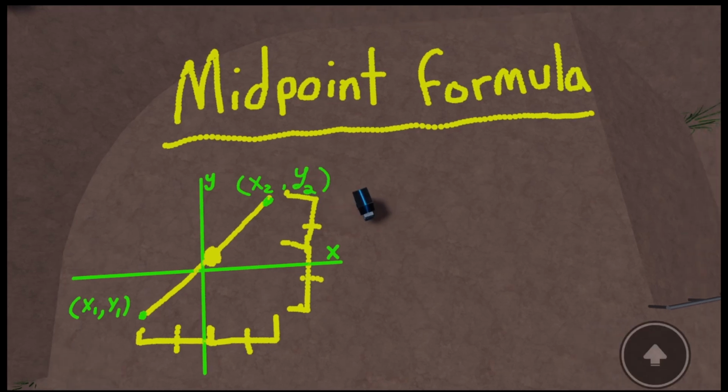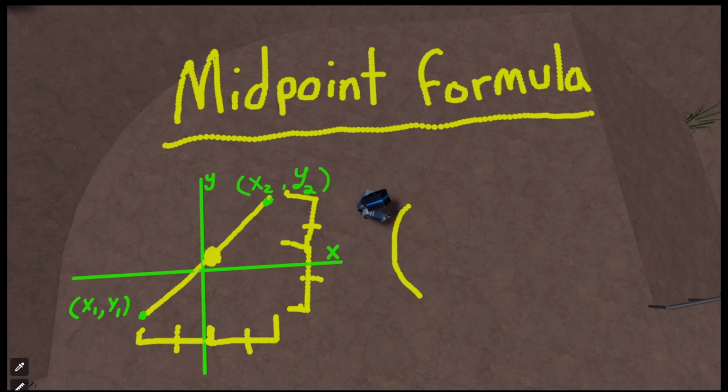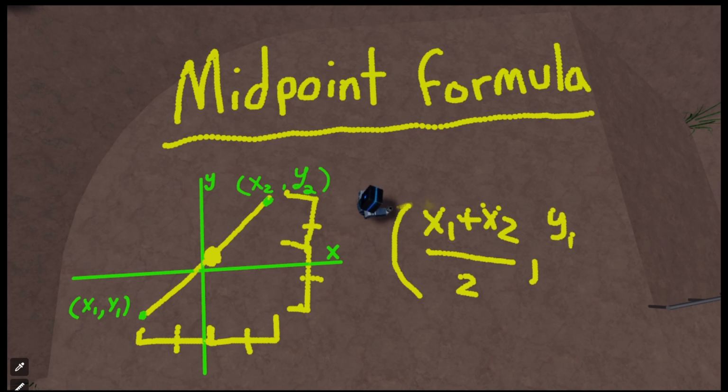So what this means is that to find the midpoint between 2 points, we can just take the average of the x coordinates and the y coordinates. To take the average, you just add up the 2 coordinates and then divide by 2. So for the x coordinate of the midpoint, you add up the x coordinates, x1 plus x2, and then you divide by 2. And then for the y coordinates, just simply add them up as well, y1 plus y2, and then divide by 2. So this is the midpoint formula for finding the midpoint between any 2 points.